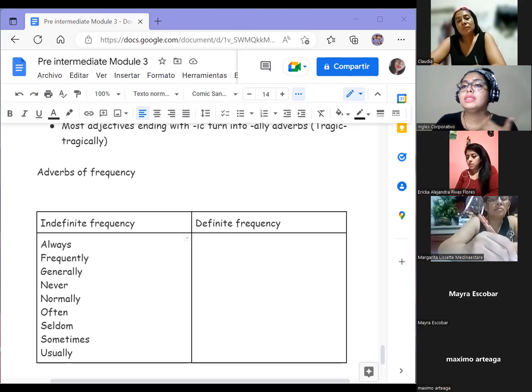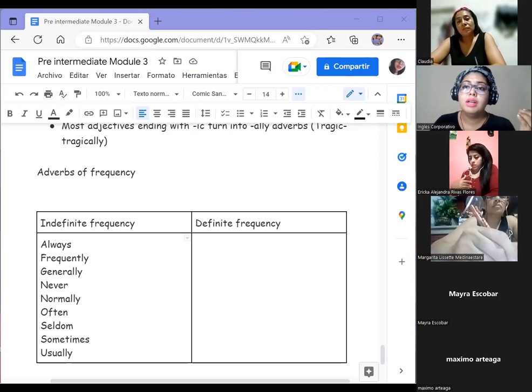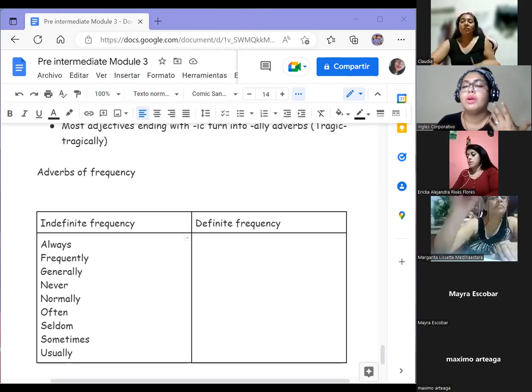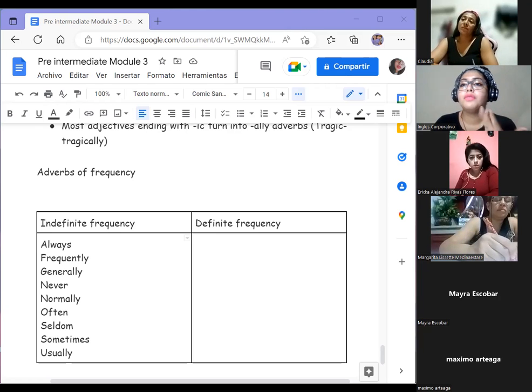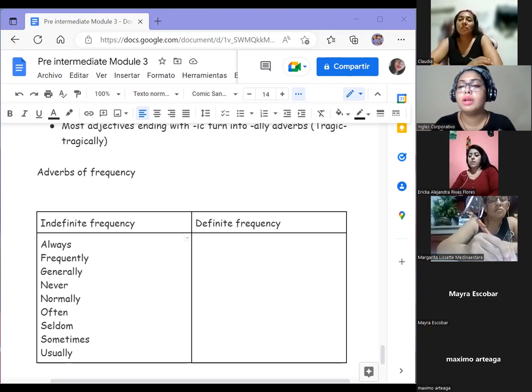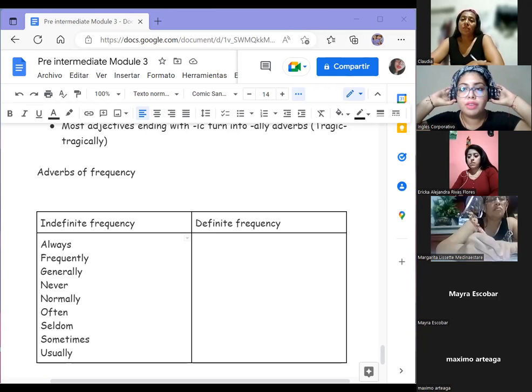Entonces, no importa si es algo malo o algo negativo, pero nuestra connotación es positiva porque se hace todos los días. En cambio, con never, que es nunca, a pesar de que la acción sea positiva, por ejemplo, I never smoke, nunca fumo, but in that case it's a negative connotation porque no se hace en ningún momento. It's just the connotation of the word.